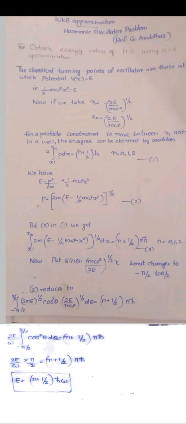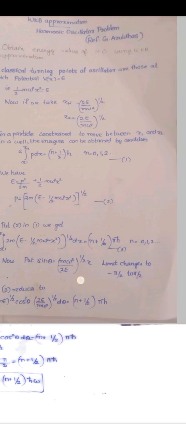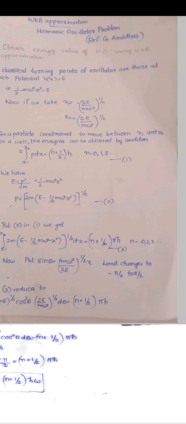So if you take x1 is equal to minus (2E by m omega square) the whole raised to 1 by 2, and x2 is equal to (2E by m omega square) the whole raised to 1 by 2, the condition for E equal to V can be satisfied. That is, E is equal to half m omega square x square can be satisfied by taking x1 and x2 as mentioned here. So consider a particle constrained to move between x1 and x2 in a potential well. The energies can be obtained by the condition.